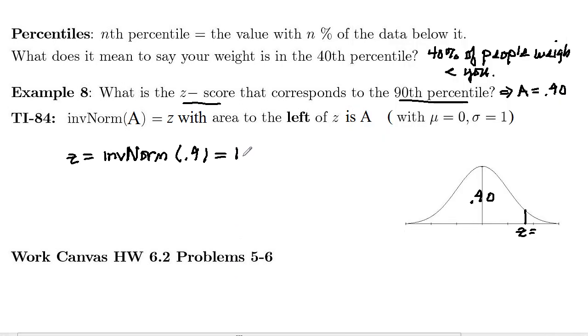Inverse norm 0.9 gives 1.28. And we usually do z-values to 2 decimal places. So this z-score is 1.28. The area to the left of z equals 1.28 is 0.90, or 90% of the data is to the left. Or also, if you pick a random individual, the probability that their z-score is less than 1.28 is 90%. So area equals probability equals proportion of the data. So why don't you go ahead and try Canvas homework 6.2, problems 5 and 6.